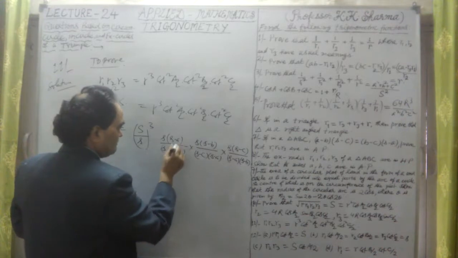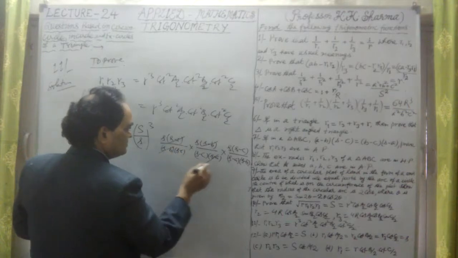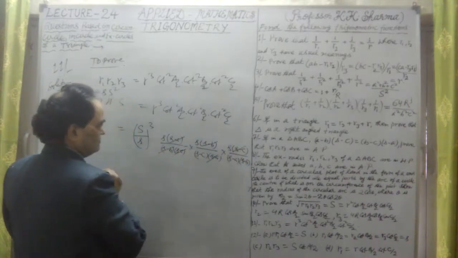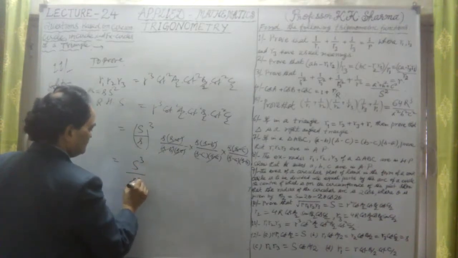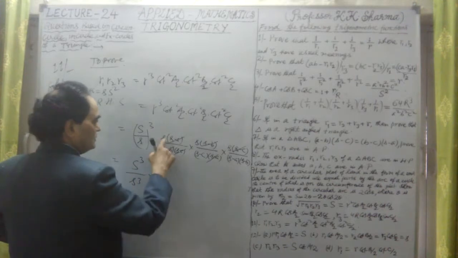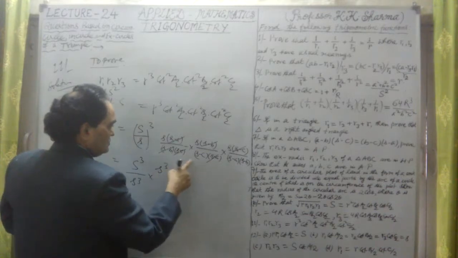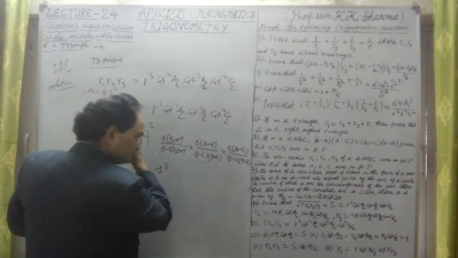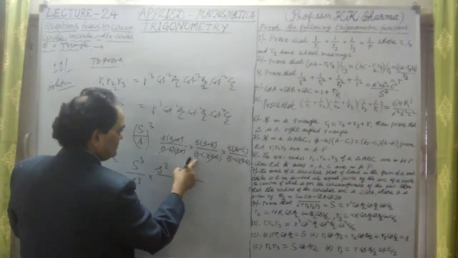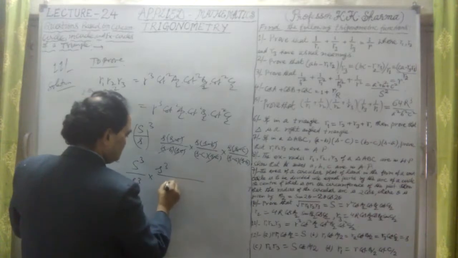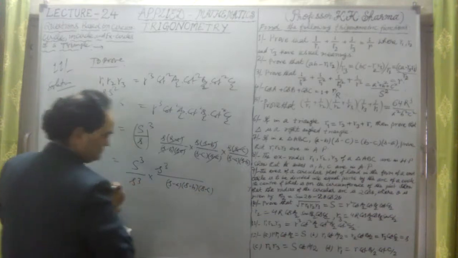Okay, so s minus a, s minus b, s minus c cancel, and small s cube in the numerator we have obtained. This is S cube upon small s cube. Let me open the whole cube: S into S into S is S cube, small s cube. In the denominator we are left with s minus a into s minus b into s minus c.